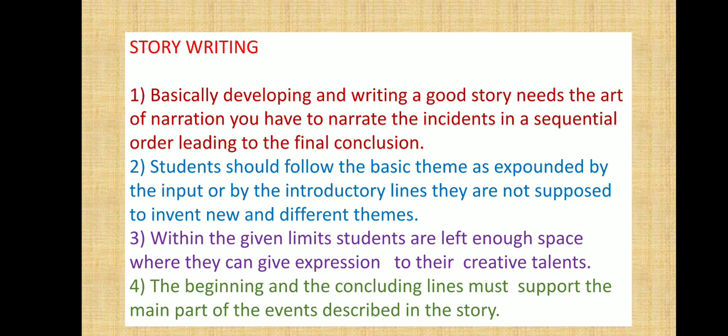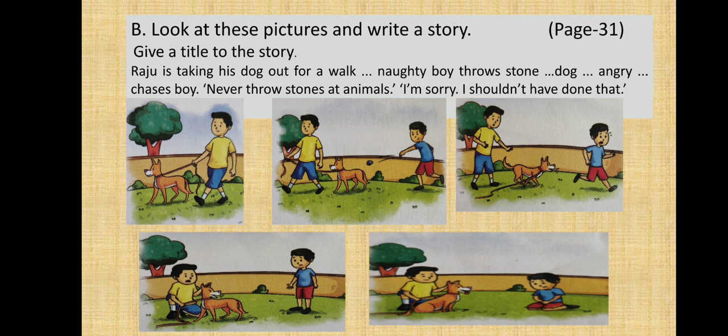So we have an exercise in the textbook. Look at these pictures and write a story, which is on page number 31. And you have to give a title also to this story. You can see 5 pictures are there. And verbal input is also there, and picture input is also there. Raju is taking his dog out for a walk. You can see in the first picture. And you can see in the second picture there is a naughty boy who throws a stone. And fourth, what is happening? I think the dog is running after him. Dog angry, chases boy.